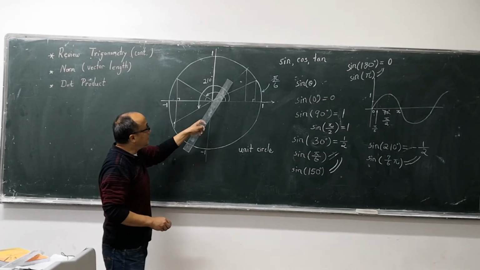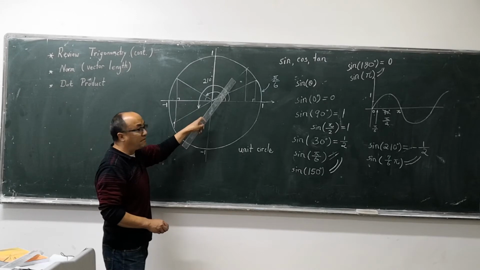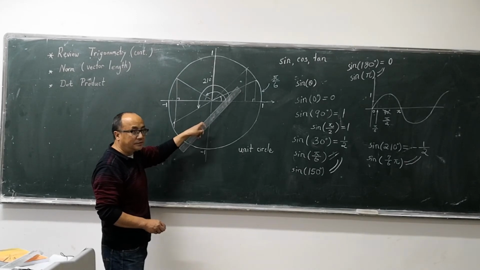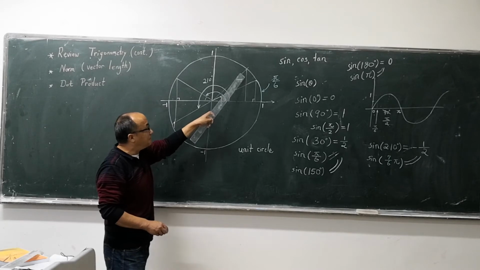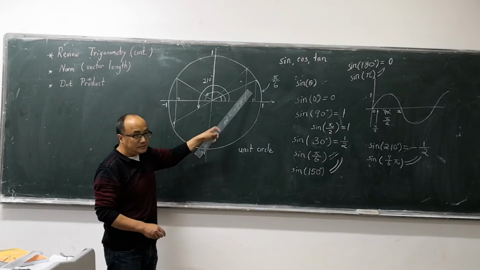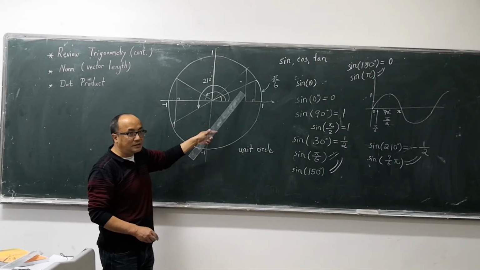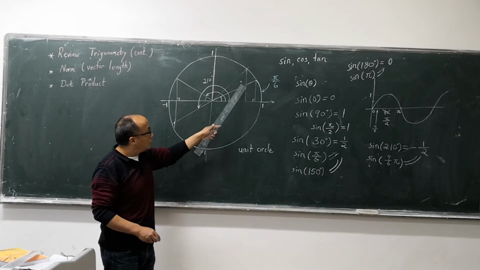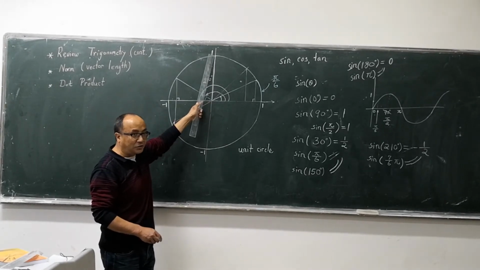First of all, this angle is larger than this angle. 45 degrees is larger than 30 degrees. So sine 45 is larger than sine 30. This is important, okay? This is larger. Finally we get to the maximum.